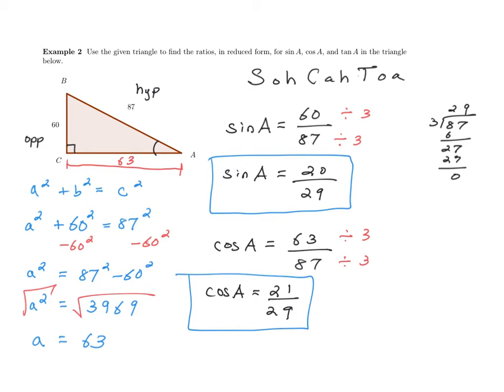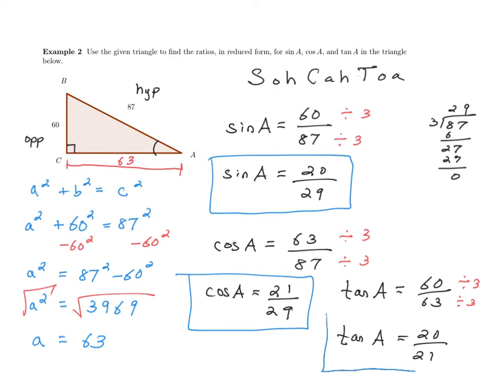Now, what is tangent? Tangent of angle A is the opposite, 60, over the adjacent, 63. That also is not reduced. We can divide both by 3. The top is 20 and the bottom is 21. That can't be reduced. In fact, tangent of A is equal to 20 divided by 21. All right, so on this right triangle, we actually found the values of sine, cosine, and tangent of angle A.